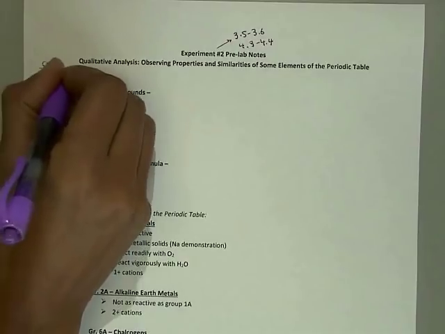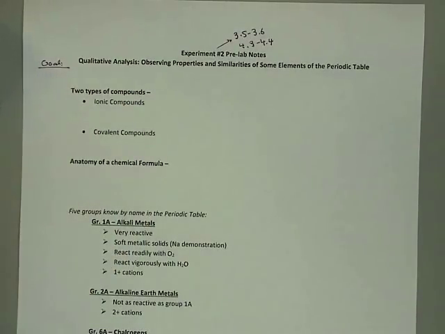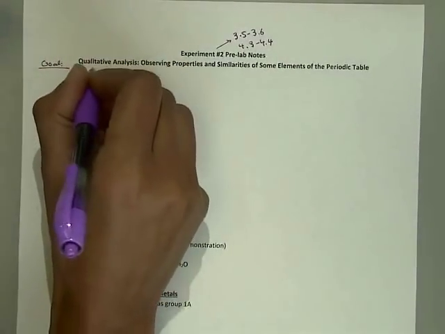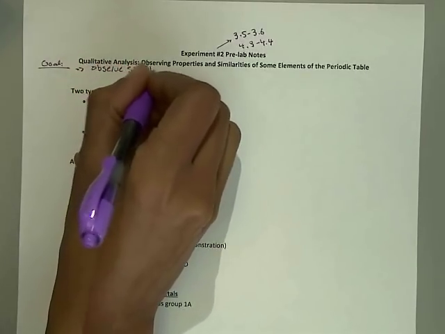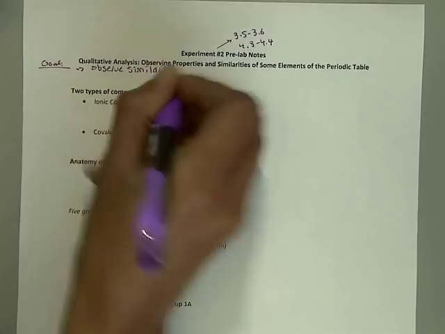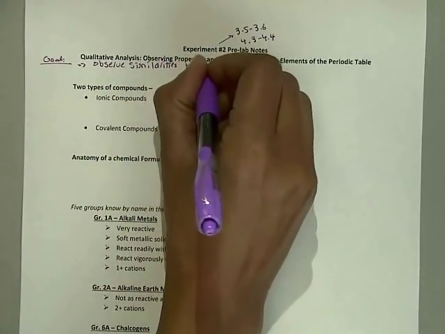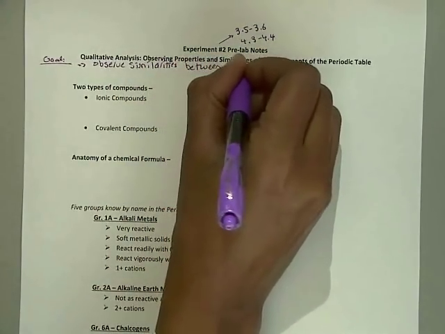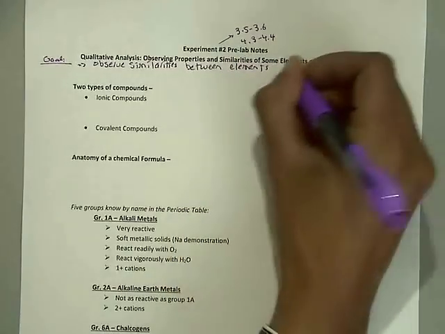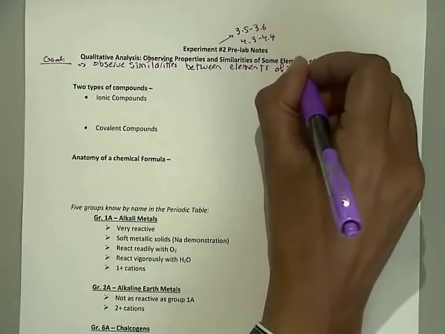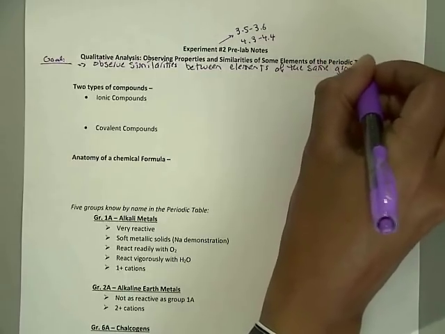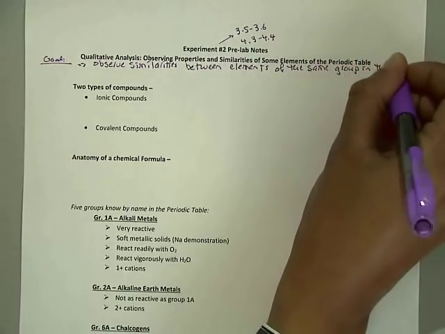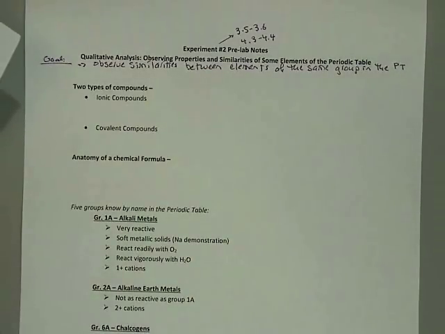The goal: we have two main goals for this experiment. One goal is to observe similarities between elements of the same group in the periodic table. I'll abbreviate that as PT.